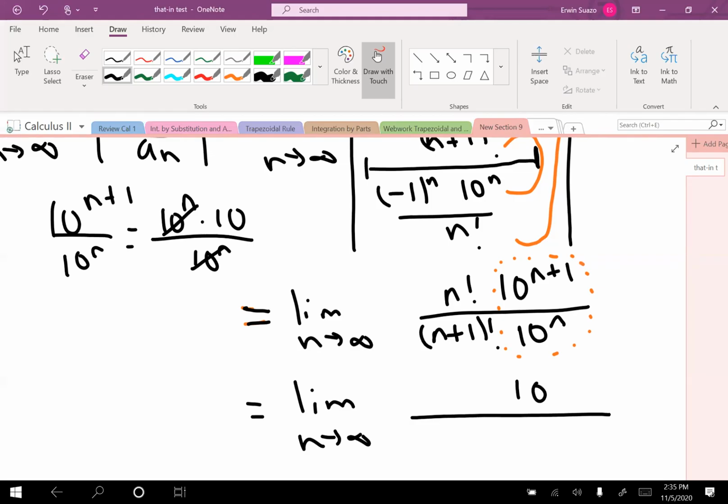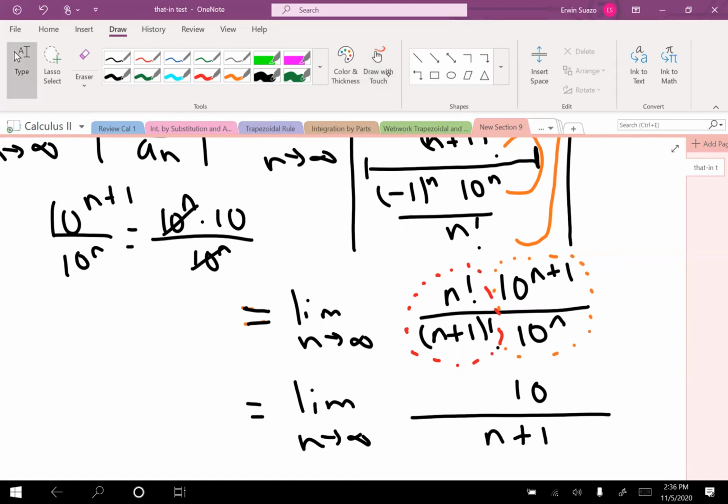And what is n factorial? N factorial is, and do the other one, guys. What is n factorial simplified with n plus 1 factorial? 1 over n plus 1. Yeah, correct. We already did that one, so I'm not going to do it again. So we get n plus 1.